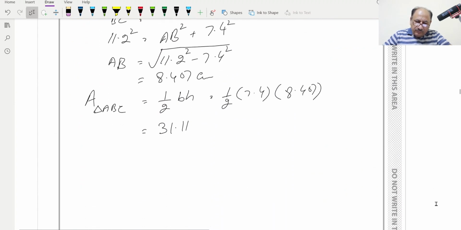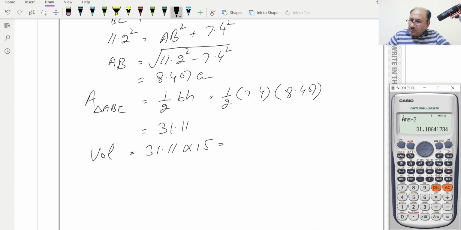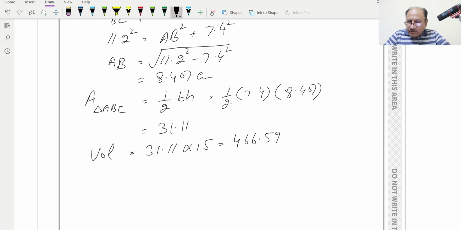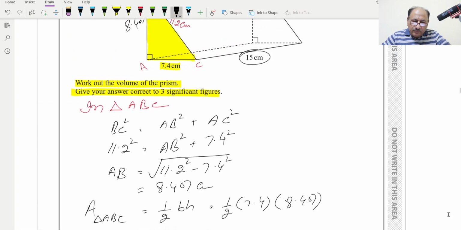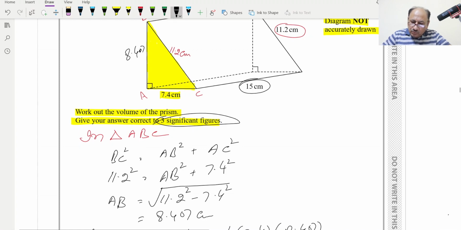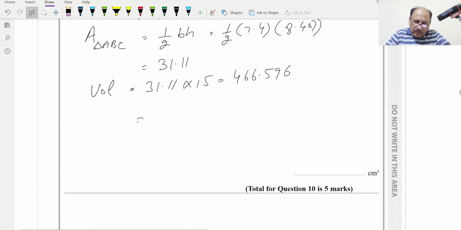So face area, which is the triangular area, so volume will be equal to 31.11 multiplied by 15, which is equal to 466.596, and we need the answer up to 3 significant figures. So we can write it as approximately equal to 467 centimeters cubed, because this is volume.